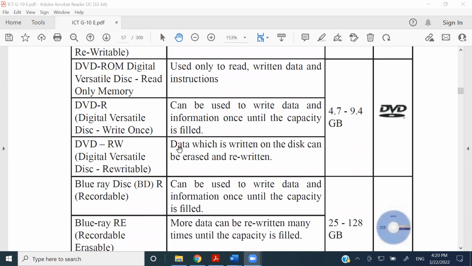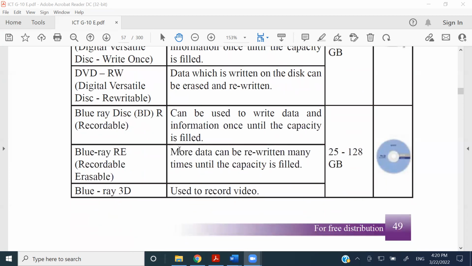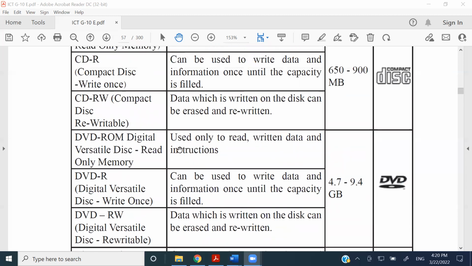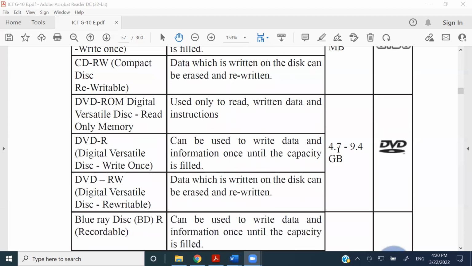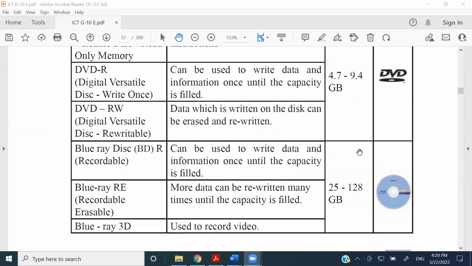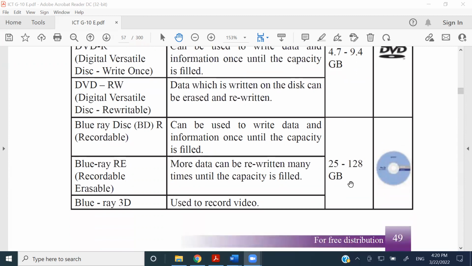And the latest technology is called the Blu-ray, or we can say BD, Blu-ray discs. It is again used to store data in a very big manner. Like when the CD has 650 to 900 megabytes, DVD has 4.7 to 9.4 gigabytes of capacity, and Blu-ray, look at this, 25 to 128 gigabytes of data can be used inside the Blu-ray.